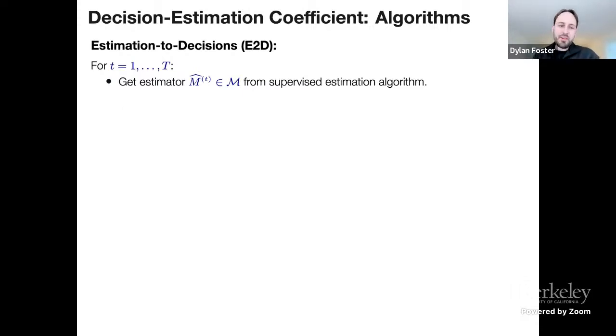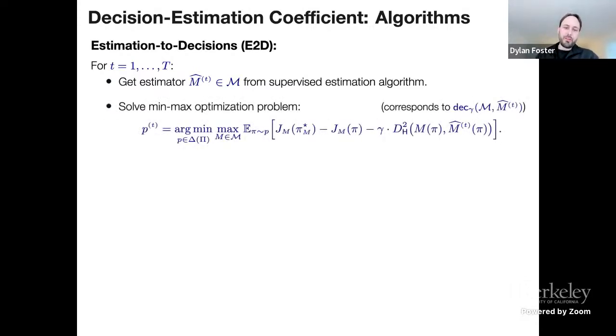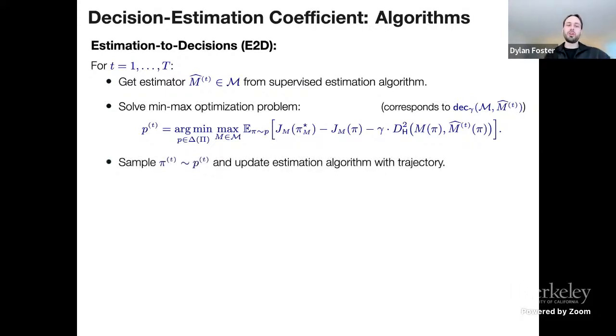Then once you have this estimate, we find the distribution over policies that solves the min-max problem that defines the DEC, when you have m hat t plugged in as your reference distribution. Before, when I defined the DEC, I defined it as a min-max. Now we're just looking at the argmin for the exact same min-max. Once we get this distribution over policies, we sample the policy to play from this distribution, and then we update our supervised estimation algorithm with the data we see.